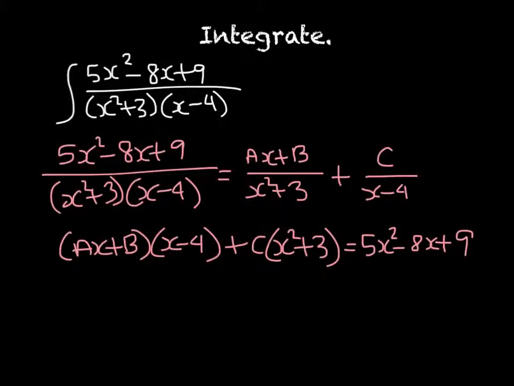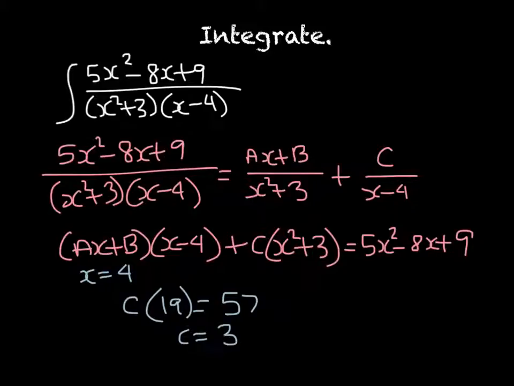Now if we plug in x equals 4, then that'll give us ax plus b times 0 plus c times 16 plus 3, or 19, equals 5 times 16 minus 8 times 4 plus 9, which is 57, so c equals 3. But now we can't just plug in something that'll give us a 0 to be multiplied by c like we usually can. So instead, we're going to have to distribute out these terms and see what happens.